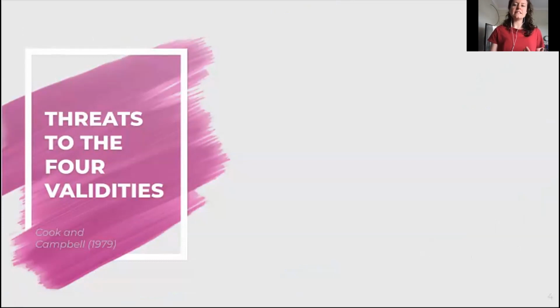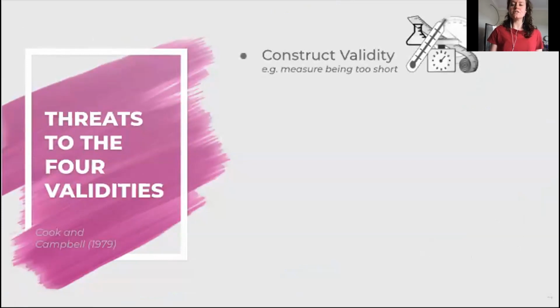Broadly, validity relates to the approximate truth of an inference, and by that I mean a study isn't valid or invalid per se. Rather, some of the conclusions that we draw from studies might be more valid than other conclusions. So Cook and Campbell specify 4 types of validity. First, we have construct validity, which refers to inferences drawn from a particular measure or manipulation as representing the abstract entities they're intended to represent.